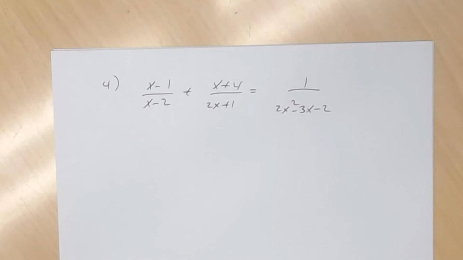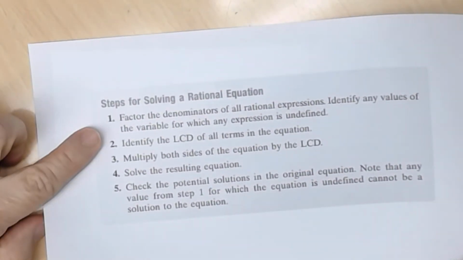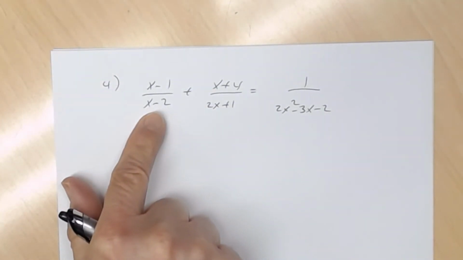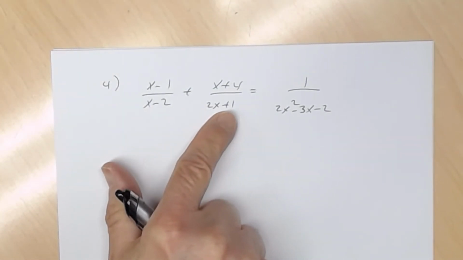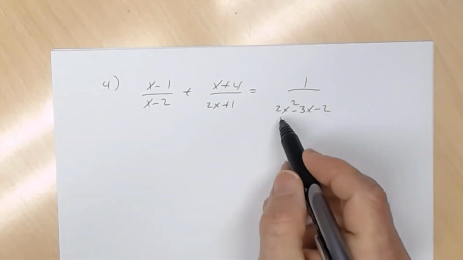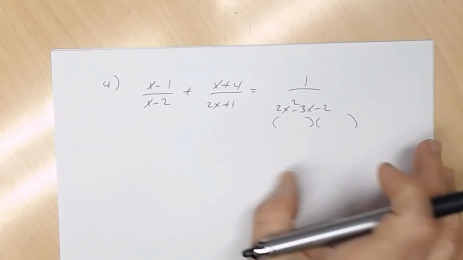So I have this rational equation. It looks complicated, but after all these problems, you should be getting a little bit better with it. What's the first thing you're going to do? First thing you're going to do is factor the denominators. Can I factor this denominator? No. Can I factor this denominator? No. Can I factor this denominator? Probably. Let's do it.